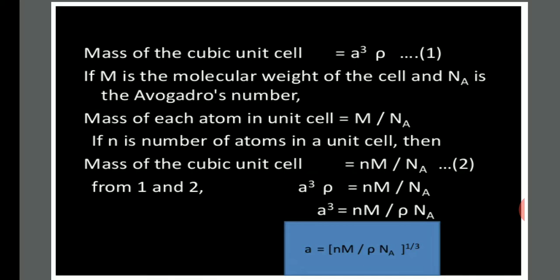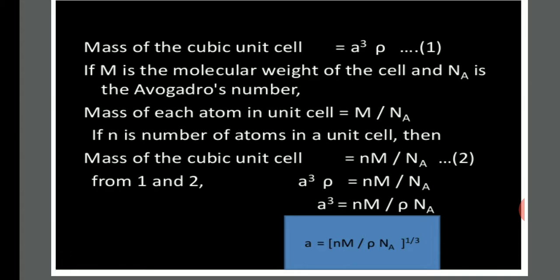From equations 1 and 2, you have to know that a cubed rho equals nM by N_A. So a cubed equals nM by rho N_A. And you have to find a equals bracket nM by rho N_A bracket close to the power 1/3.